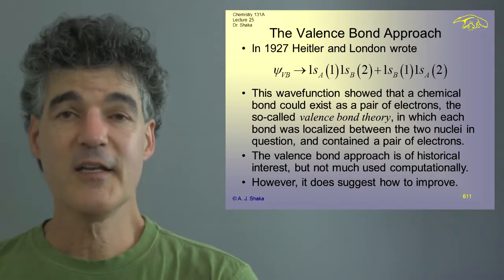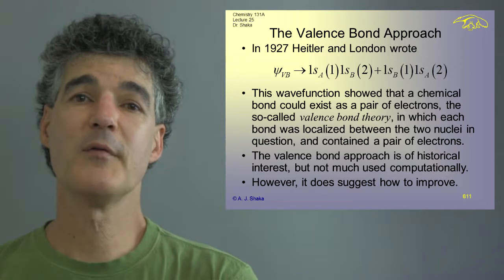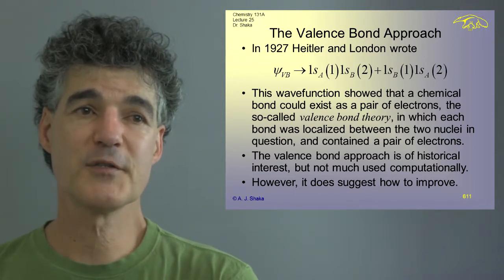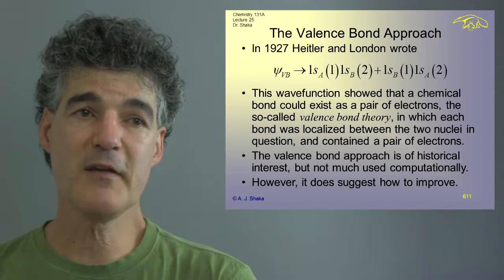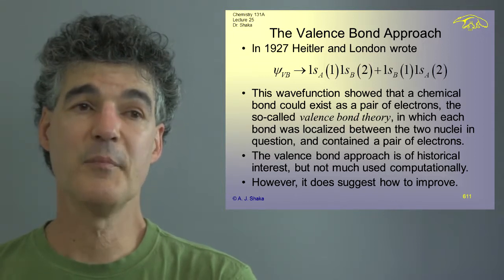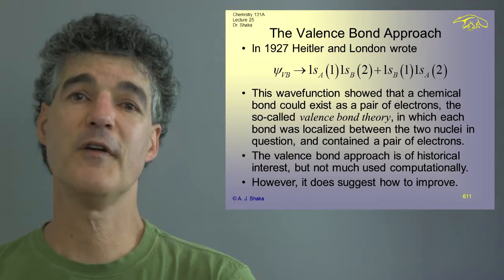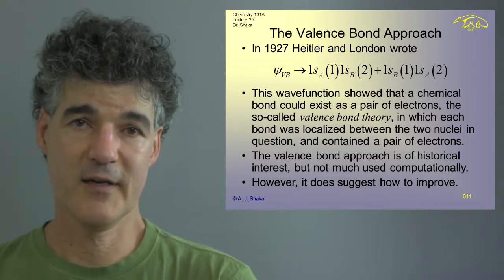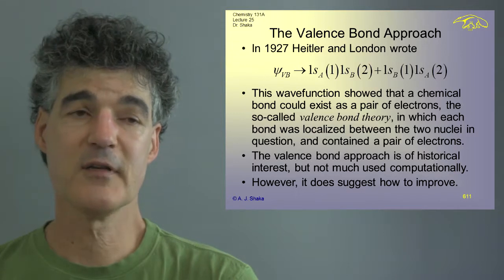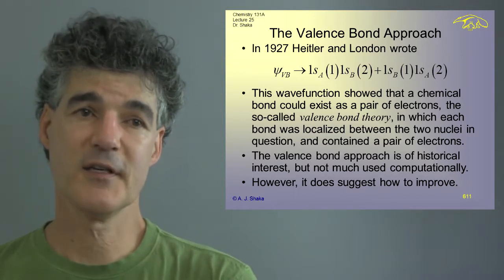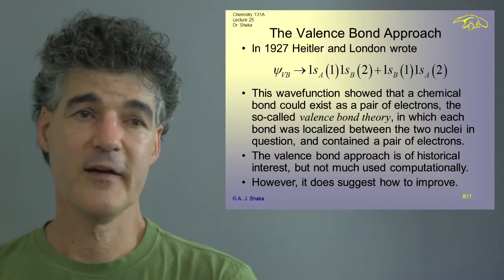Now, as far back as 1927, Heitler and London were trying to explain chemical bond, and they wrote something which I'm going to call psi VB for valence bond, and they wrote just 1sA for electron 1 times 1sB for electron 2 plus 1sB for electron 1 times 1sA for electron 2. This seems very similar to the kind of trick we used when we finally got hydride to give an answer. And in fact, if you use this particular wave function, you can show that there is a chemical bond that exists and as a pair of electrons, and this led to the so-called valence bond theory.